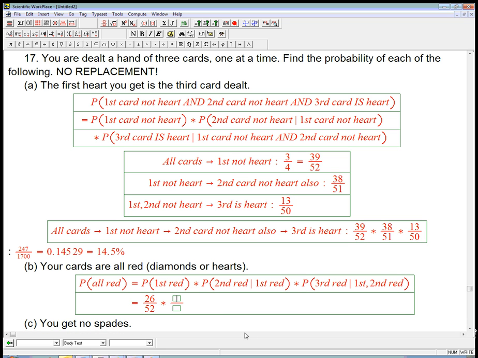Given that the first card was a red card, now there's 51 total cards, and there's only 25 red cards left. Now, the third one: we've pulled 2 cards out of the deck, and they were both red. What's the probability that the third is red? Well, there's only 24 red cards left out of the 50 total.